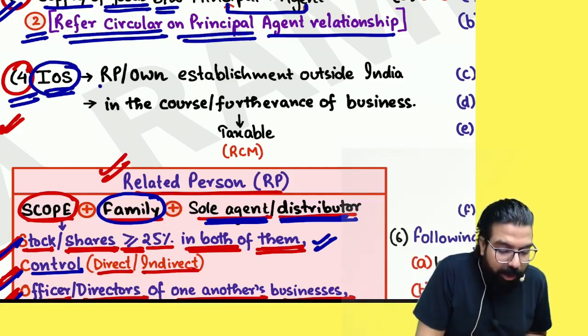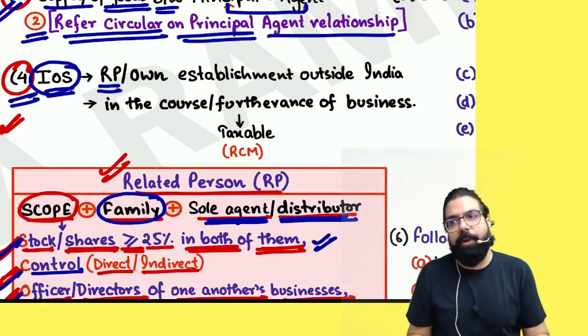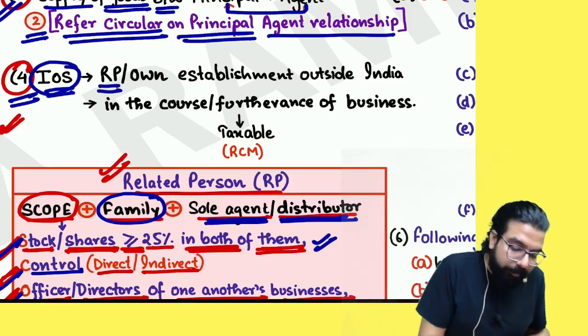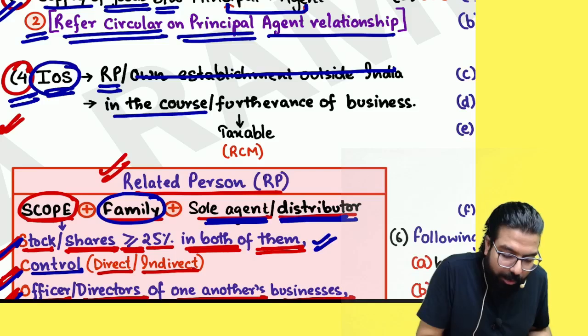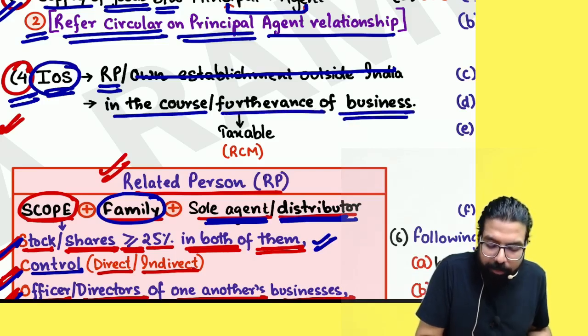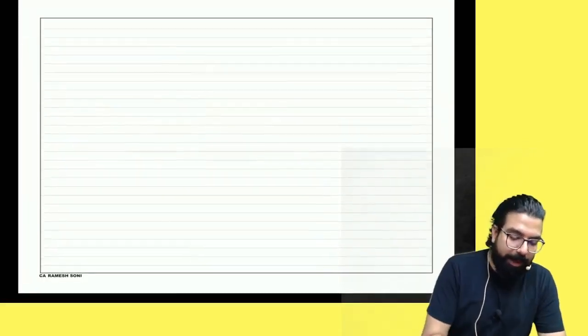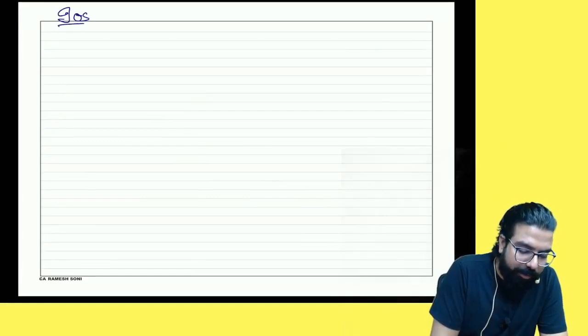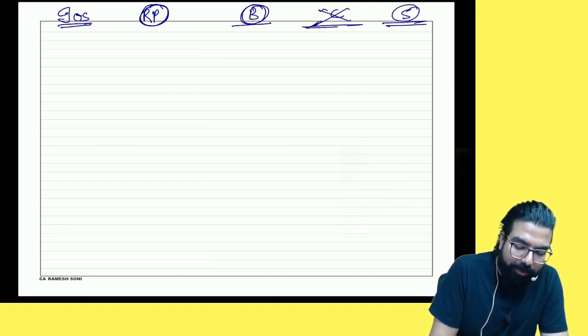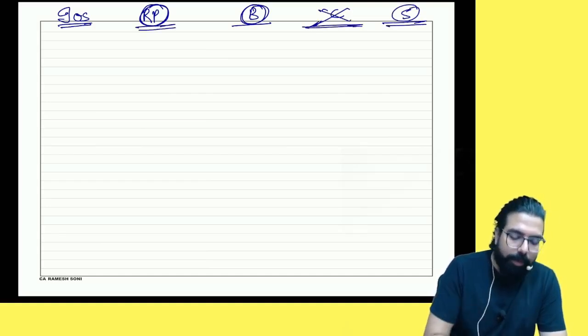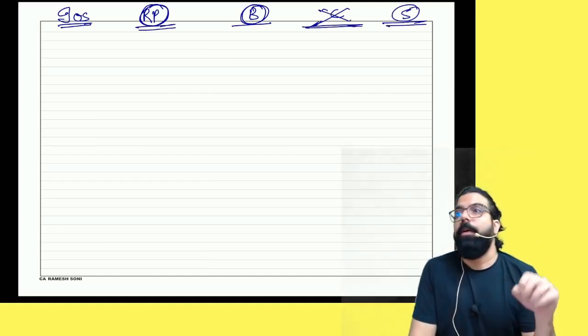Importation of service from your related person. Listen carefully, everyone. In the course or furtherance of business. Importation of service from your related person in the course of business without consideration will be considered as a supply, correct?